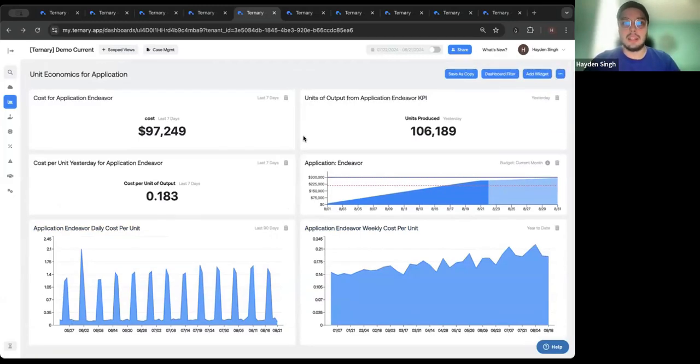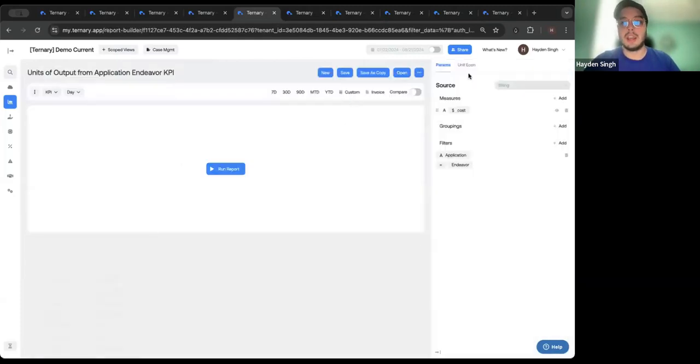And the next question might be, hey, how are you able to pull in these unit economics, and how can we look at some of these unit economics? And so let's click into one of these different widgets. Any widget you've seen already here can be drilled into just by clicking into the name of those widgets, which will take you directly to the report that these widgets are derived from. So in this particular scenario, I'm clicking into the units of output widget here, and this is going to be looking at our unit econ tab here.